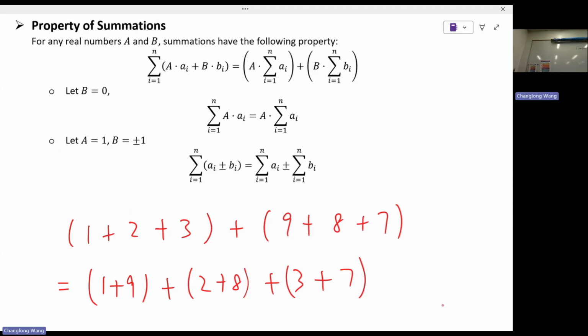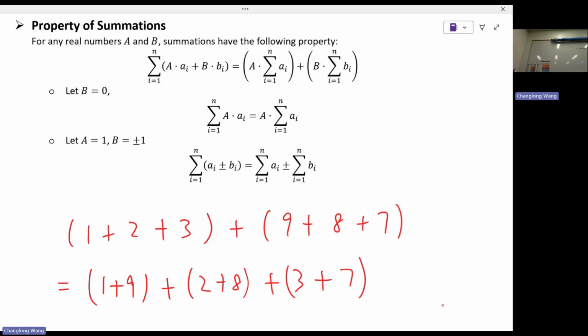What's the name of the property of addition? Oh, go ahead. Commutative. That's about swapping things. That's actually what we call the associative property. That means you can associate 1 and 9, put them together. Well, not to say order doesn't matter. It doesn't matter if you add up those two first.